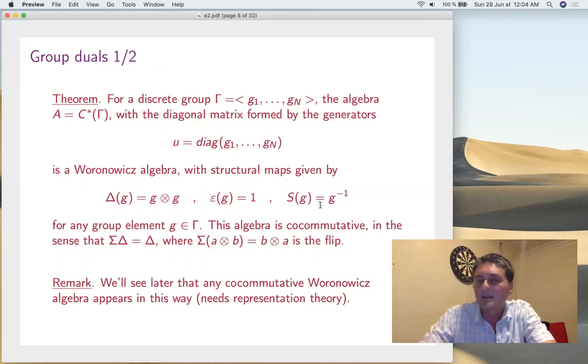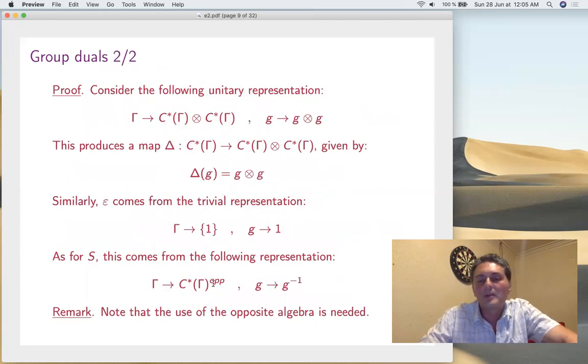So the second thing is that this algebra is co-commutative, in the sense that delta is invariant under the flip. You can see that flip of g tensor g is the same thing. But this is clear, so we just proved it here. The converse is true, but this is more complicated. We'll see it in lecture 3. This is representation theory. So, proof now.